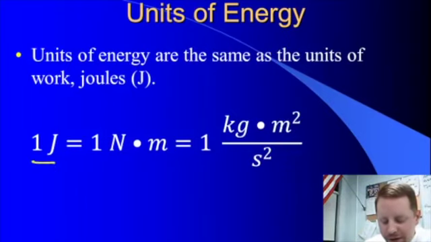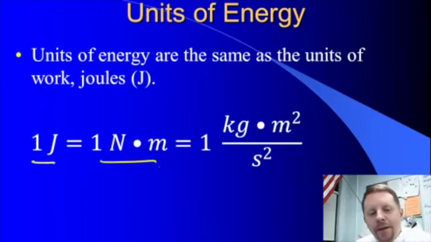And 1 joule is equal to a Newton times a meter, but if we break up a Newton into its SI units, we see that a joule is actually a kilogram meter squared per second squared. So all of these are equivalent.